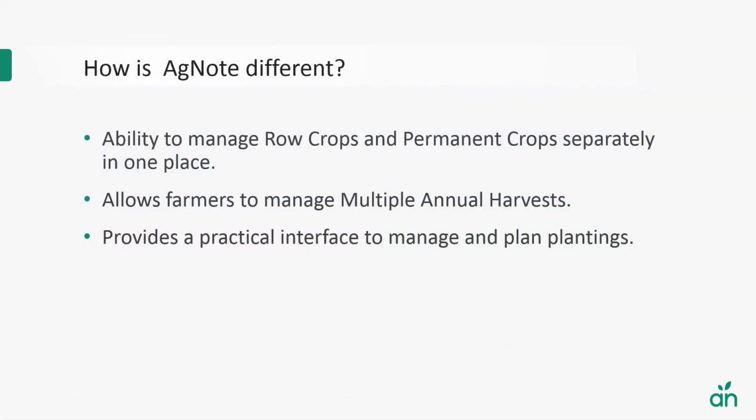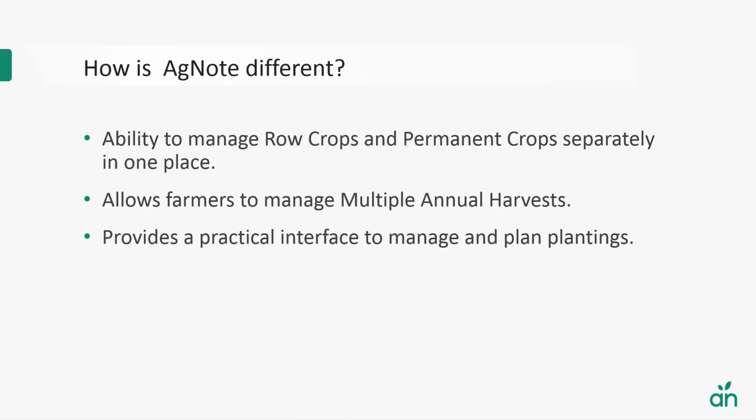Next, let's look at how AgNote is different from other farm management tools. In my opinion, one of the biggest key differences that separates AgNote from other farm management tools is that AgNote allows you to manage row crops and permanent crops separately. If you have been managing row crop and permanent crop information for some time, you'll probably agree that it would be really difficult to put all that information in one place or on one spreadsheet. Because, for example, row crop information may change every year, sometimes twice, maybe even 3 times a year, whereas for permanent crops it will stay the same for many years.